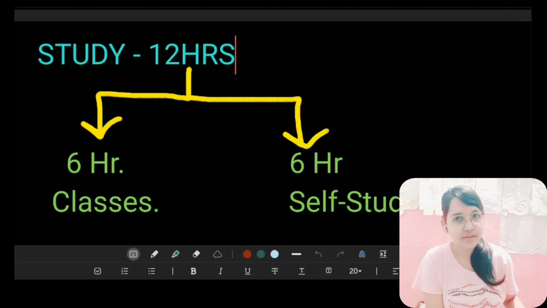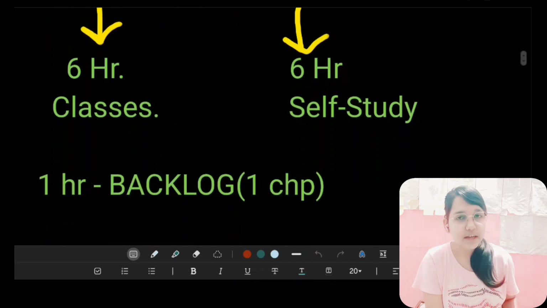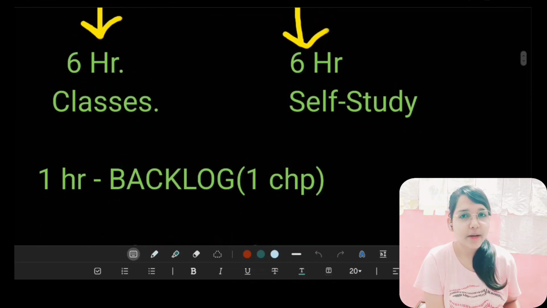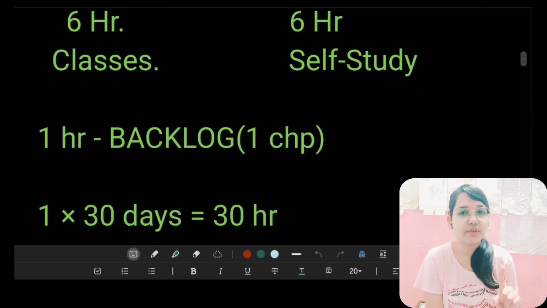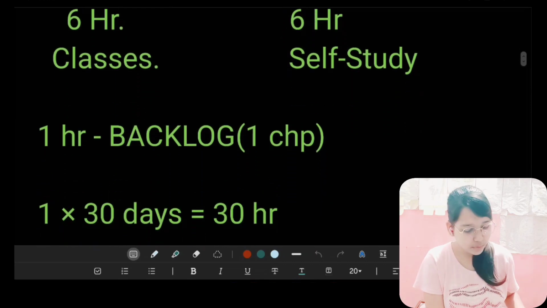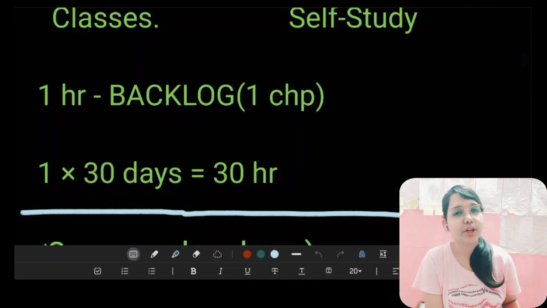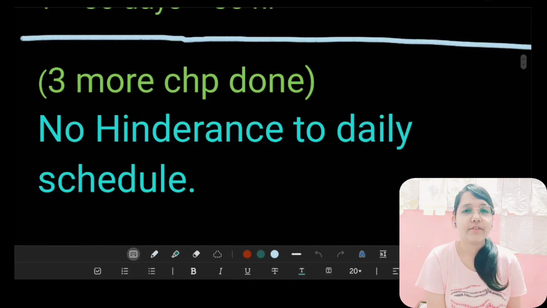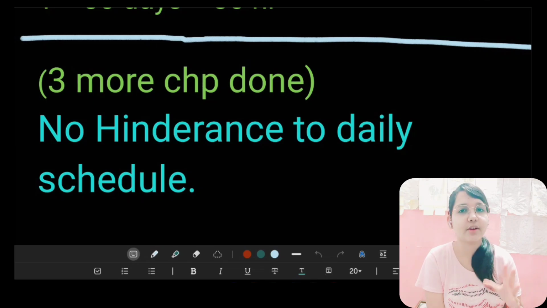Suppose you give 6 hours for self-study, 1 hour you have to put in for backlog. For backlog, we have to aim to finish only 1 chapter at a time. If you give 1 hour for backlog continuously for 30 days, you will have 30 hours separately, apart from the ongoing routine. And within those 30 hours, suppose you require 10 hours to complete 1 chapter, then you can complete 3 chapters in a month. So you can cover 3 chapter backlogs in a month.